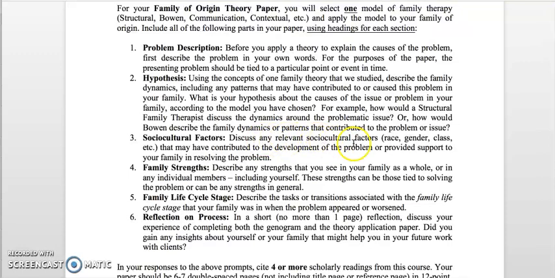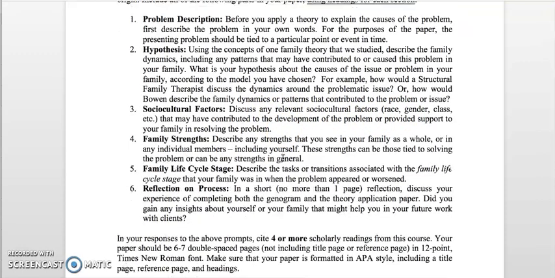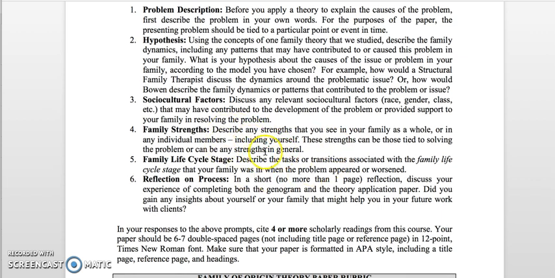Be sure to discuss any relevant sociocultural factors that are significant here. Identify and discuss strengths. And this should be a robust section simply because in social work that is certainly our bread and butter and areas that we're considered to be experts on.